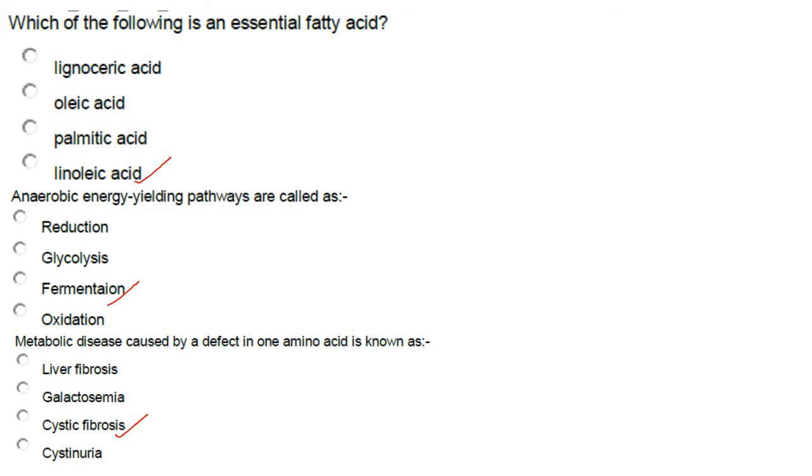The most common mutation is a deletion of one amino acid at position 508 in the CFTR protein. And the amino acid is phenylalanine. So the answer is cystic fibrosis.